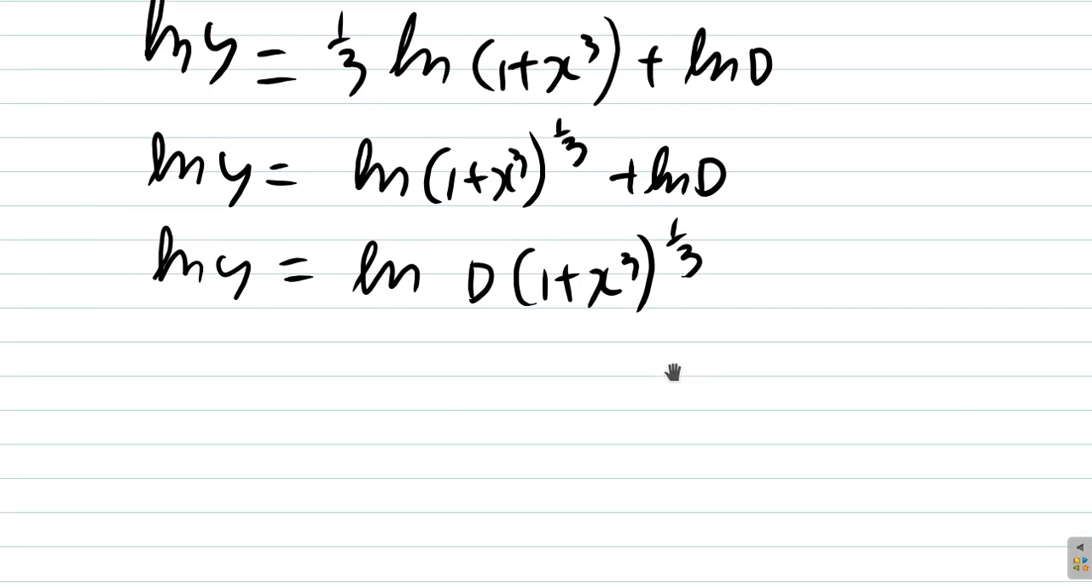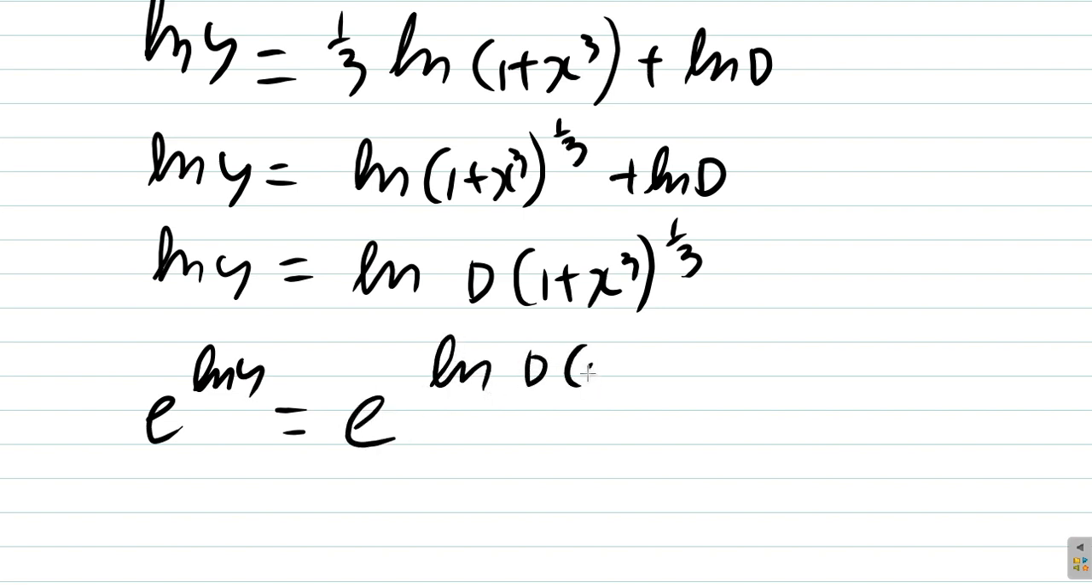Now, let's have e raised to the power of each side. So e to the ln y is equal to e to the ln. Let me write it separately, because if you're doing an exam, I would prefer if you rewrite this instead of trying to combine two steps into one, although I sometimes do that because I have limited space here. So e to the ln y is equal to e to the ln of d times 1 plus x cubed raised to the power of 1/3.